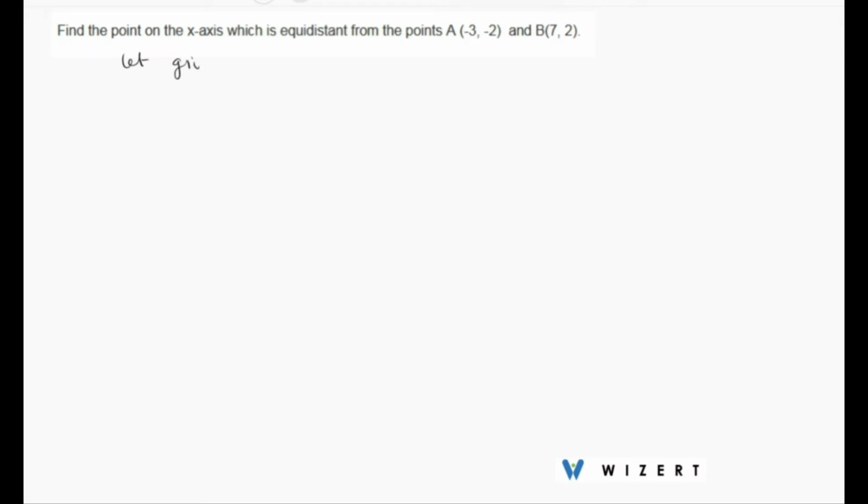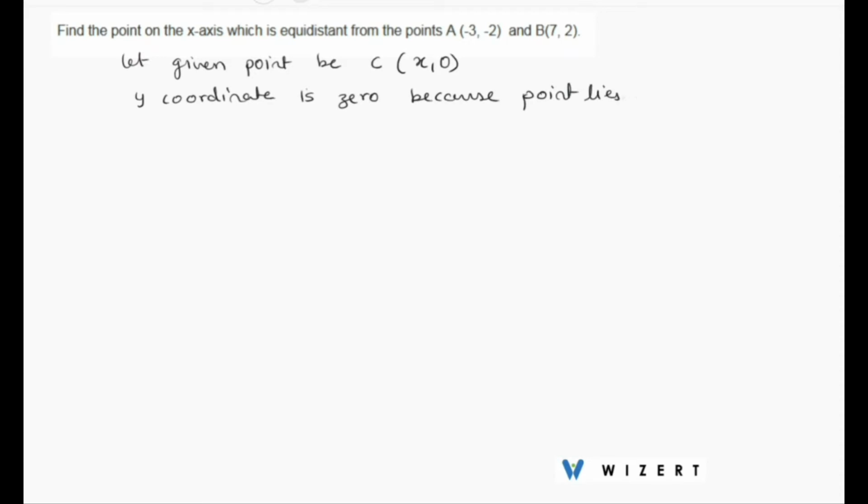Let the given point be C (x, 0). The y-coordinate is 0 because the point lies on the x-axis. Now we have C (x, 0) equidistant from both.